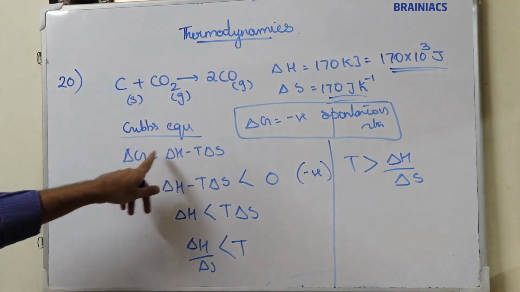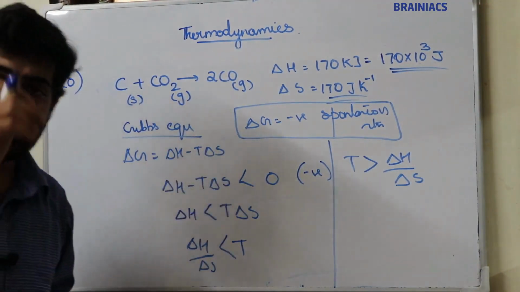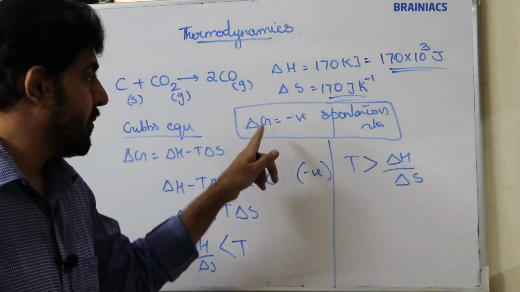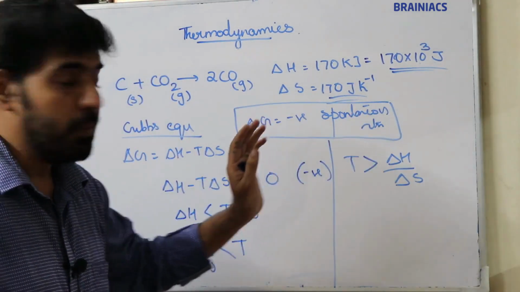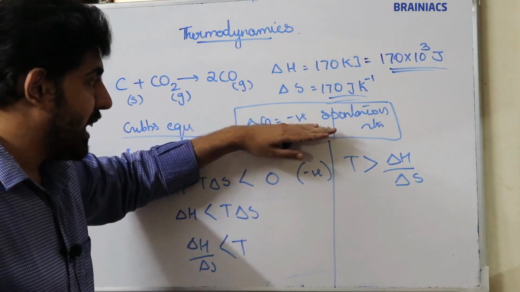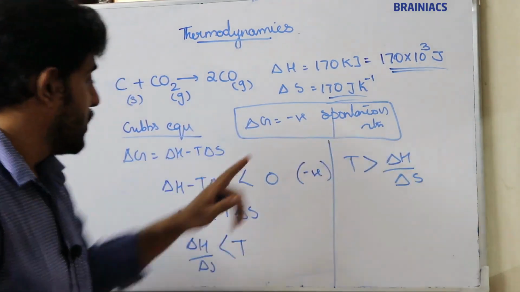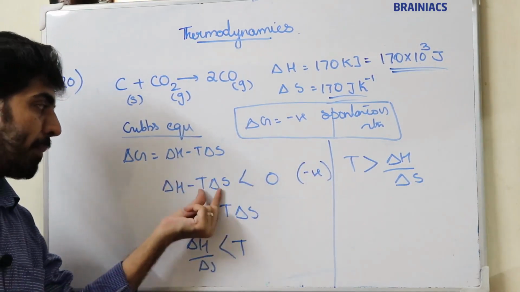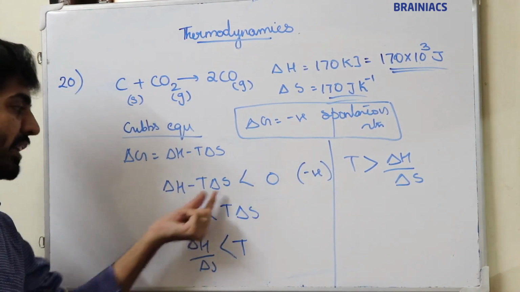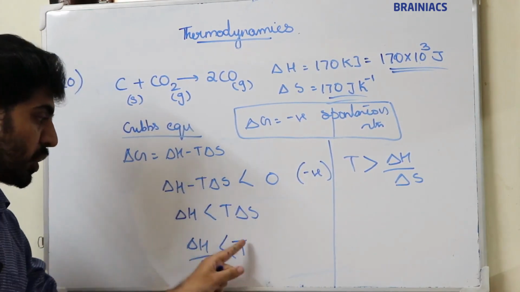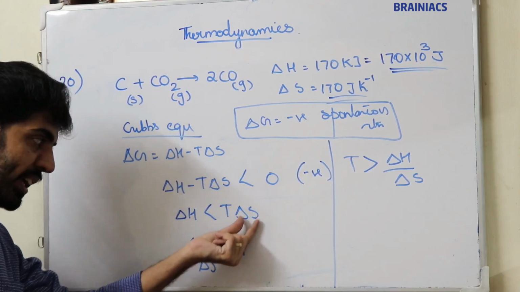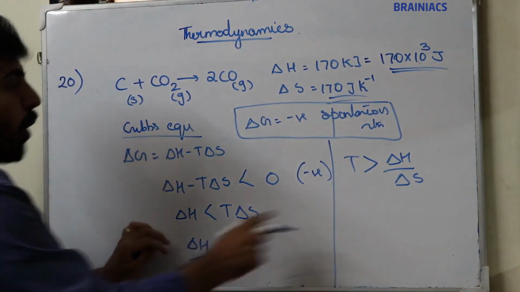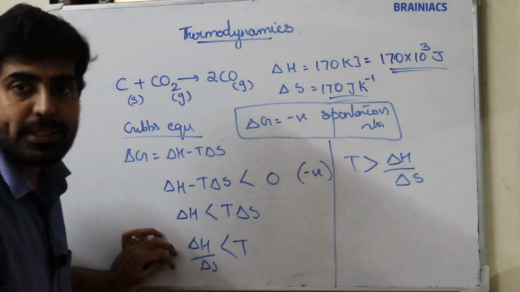According to Gibbs equation, delta G is equal to delta H minus T delta S. To make the reaction spontaneous, delta G value is negative, so we can write less than 0. I am taking T delta S to this side. So delta H will be less than T delta S. Taking delta S to this side, delta H by delta S less than T, or T greater than delta H by delta S.